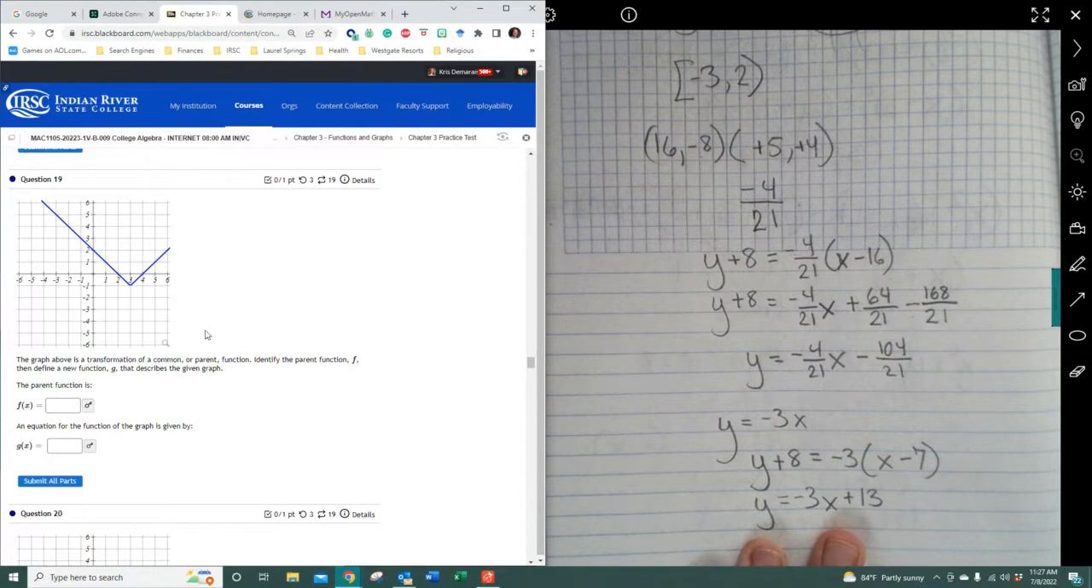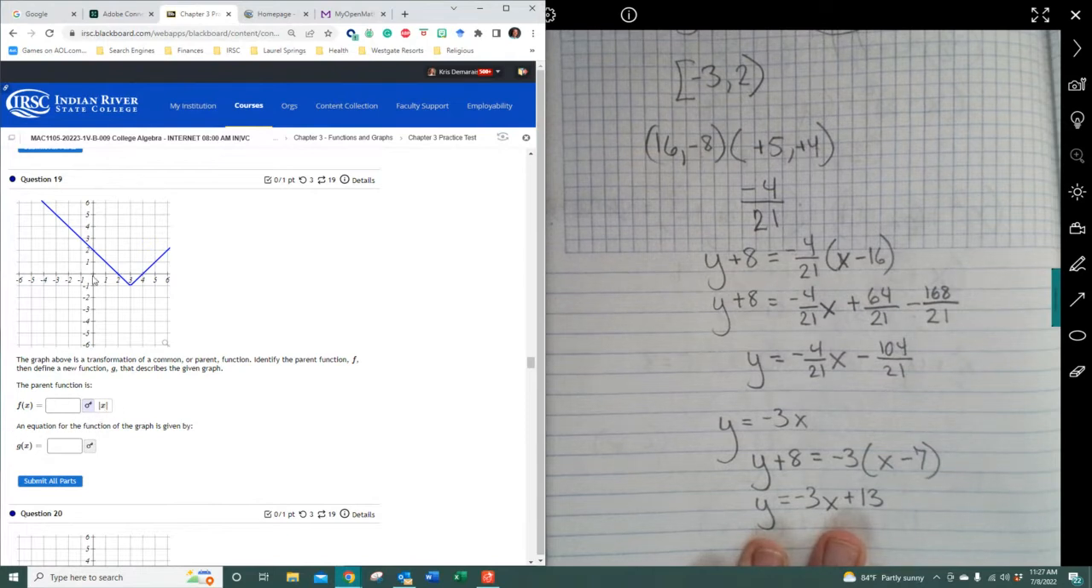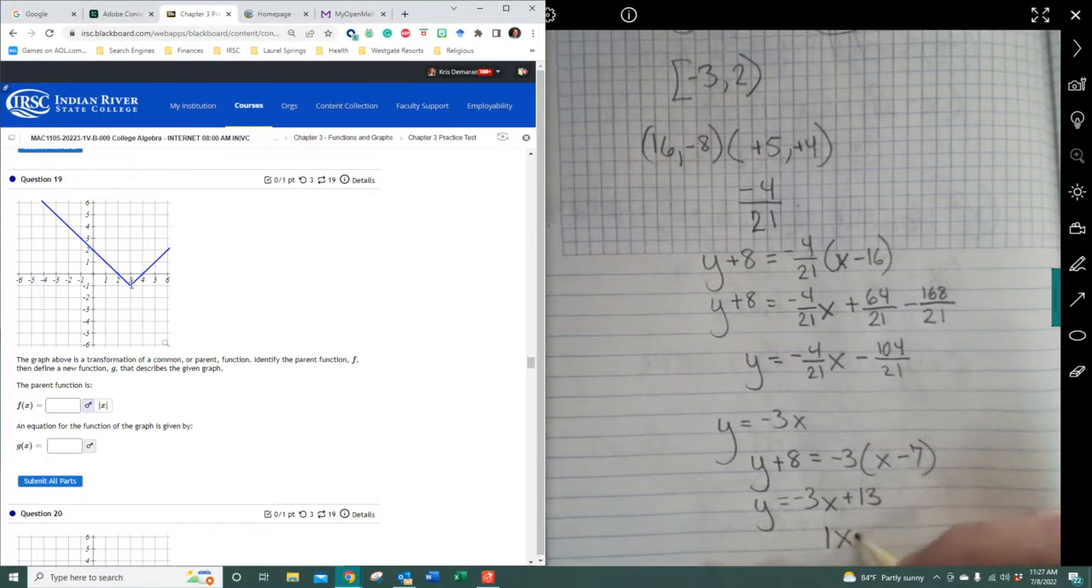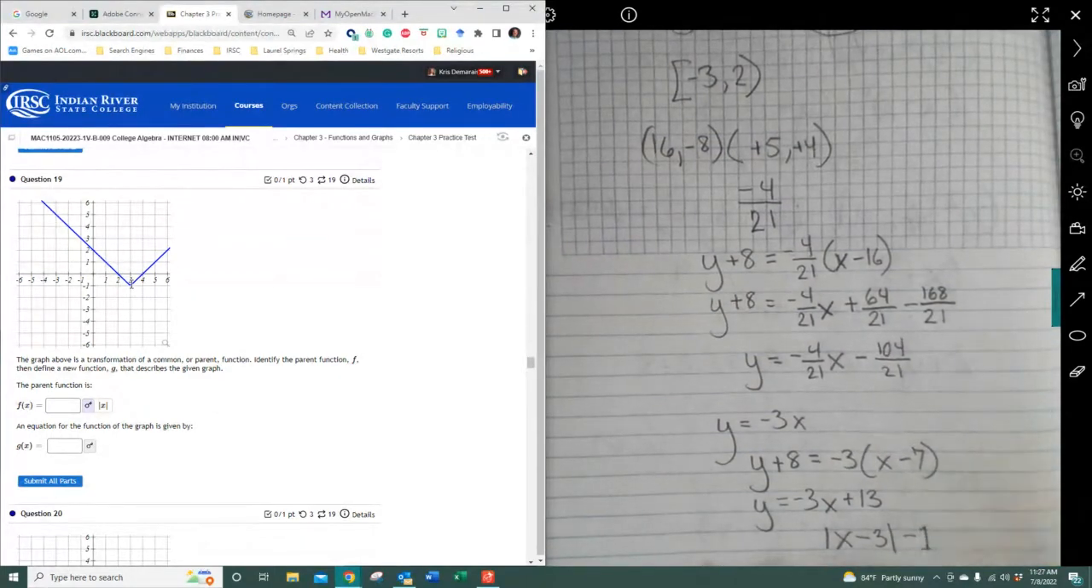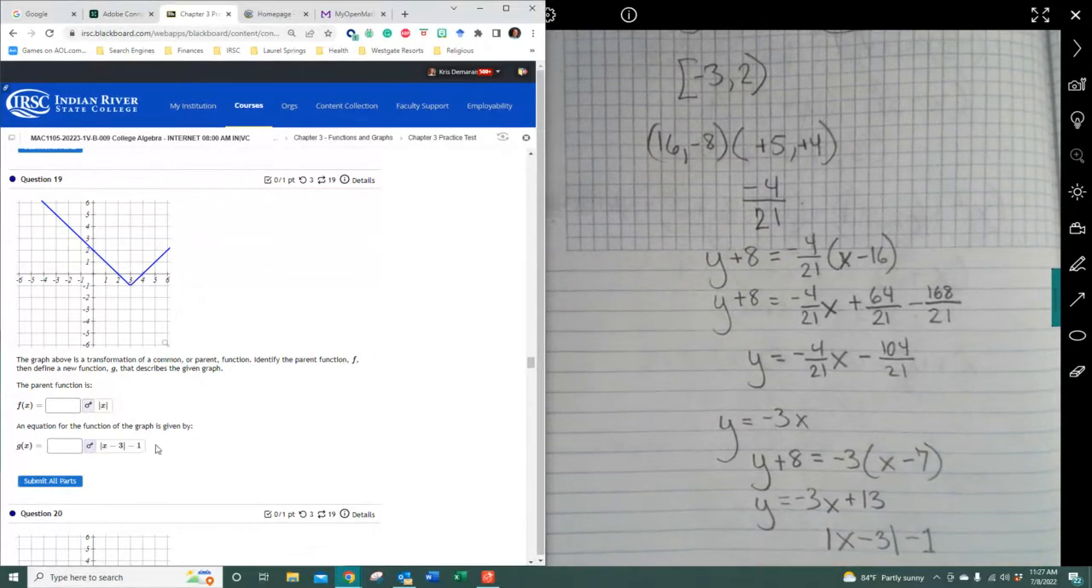19. The graph of the above is a transformation of a common or parent function. Identify the parent function. The parent function is an absolute value function, so that's going to be where you put the vertical bars around the x. The equation of the function is going to be moved to the right and moved down 1. When it moves to the right, it's subtracting 3, so it's going to be x minus 3, and then it's going to also move down 1 unit, so minus 1. So we have our answer here. Okay, so we're going to put that in there and we see the answer.